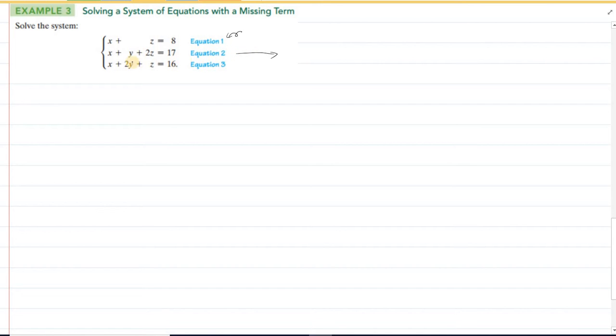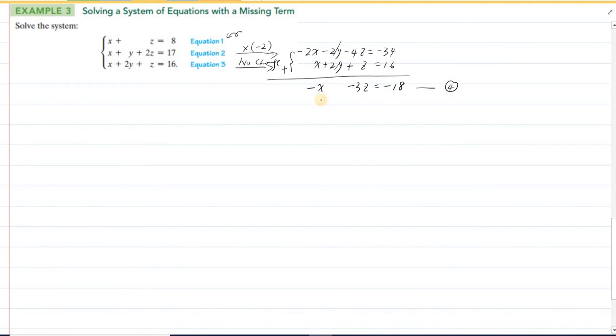So from equation 2, I want to get rid of y, so I can multiply this by -2. And then for equation 3, there's no change. Then we're going to add them. You're going to have -x, and then that will be -3z, and then here we have -18. Okay, that is our equation 4.